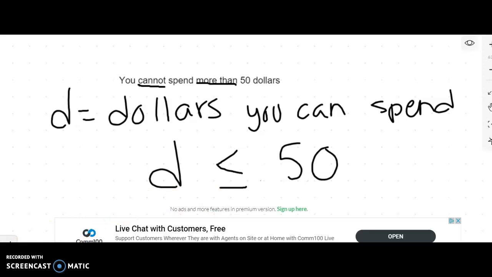So think about it. If you were at the store, you had $50, and you saw something for $40, you can buy that. If you saw something for $50, not thinking about tax, just saw something for $50, you'd be able to buy it. Okay, one more quick example, and we will move on to graphing on a number line.